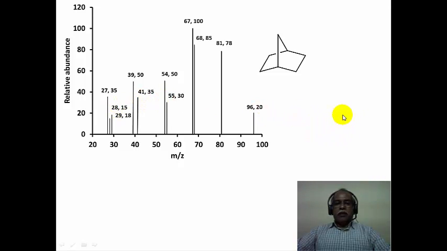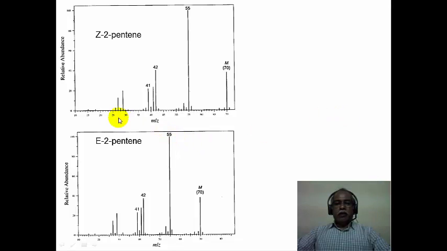In fact, in a mass spectrum, you don't tend to interpret every one of the tiny little peaks that are seen here. The most prominent peaks are generally interpreted with some fragmentation pattern.